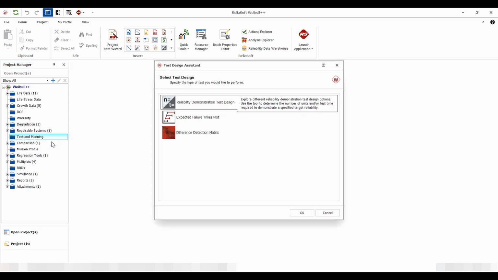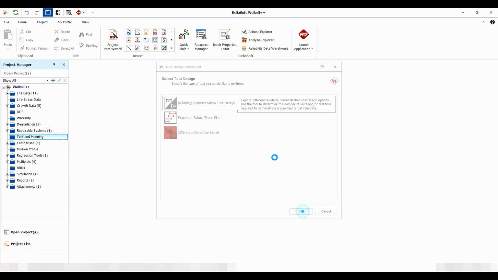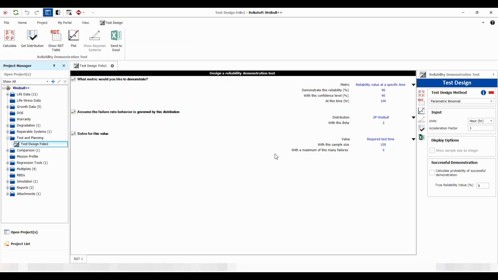So we opt for the first one, test design, and we have three analyses. We have a reliability demonstration test design, which is the one we're going to explore, or expected failure times plot, or difference detection matrix. So we go for the first one, and as we can see, the layout of the page is totally different from the traditional Weibull++ analysis, because here we have a series of questions to which we have to either select the appropriate option or input a numerical number.